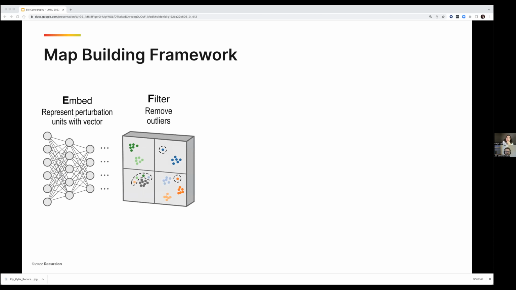So, next step, filtering. In any experimental process, some perturbation units will not satisfy the predefined quality criteria, and they need to be filtered out. Examples of that include wells with too high or too low pixel intensity in a cellular imaging screen, or perturbation units that are not distinguishable from the controls.